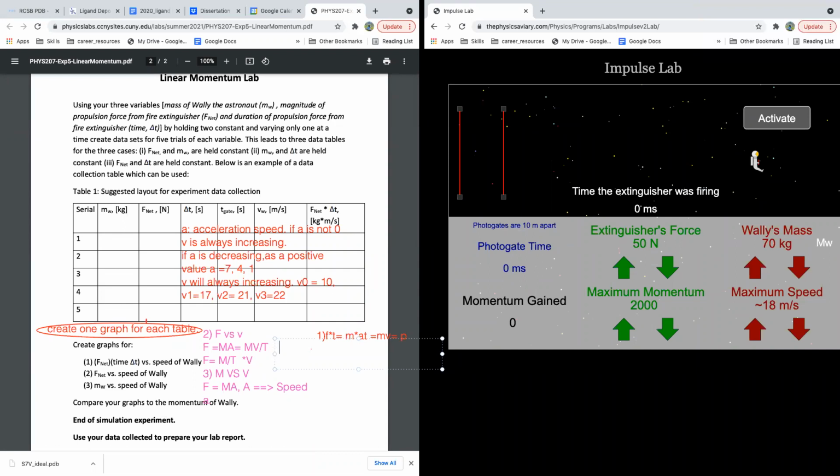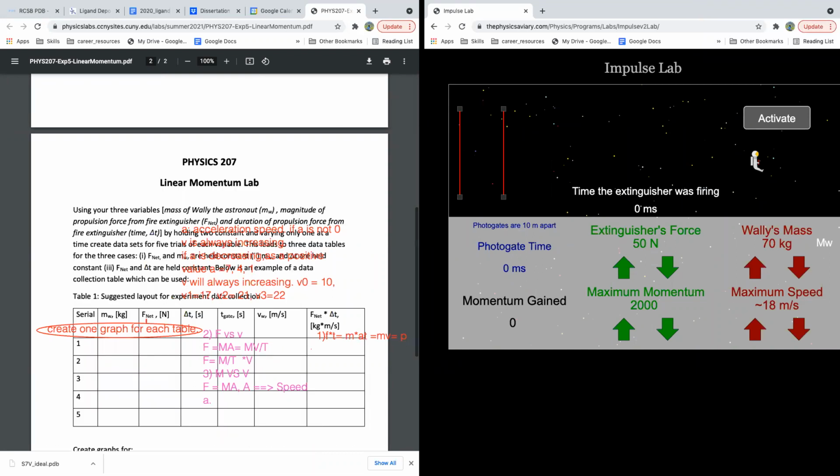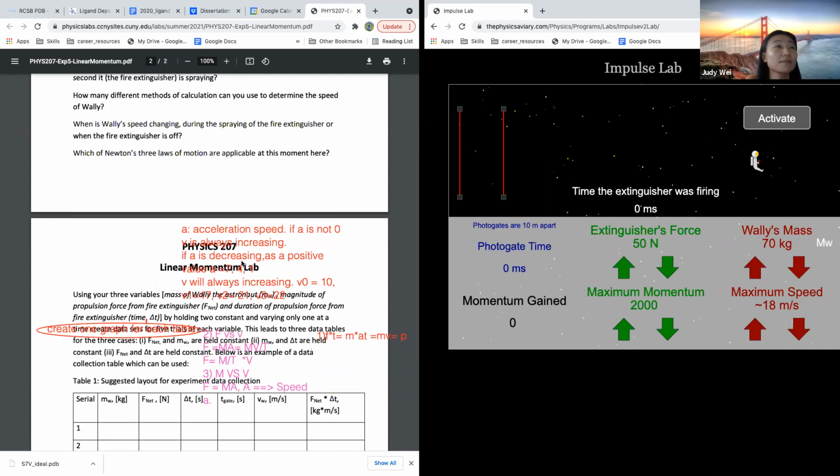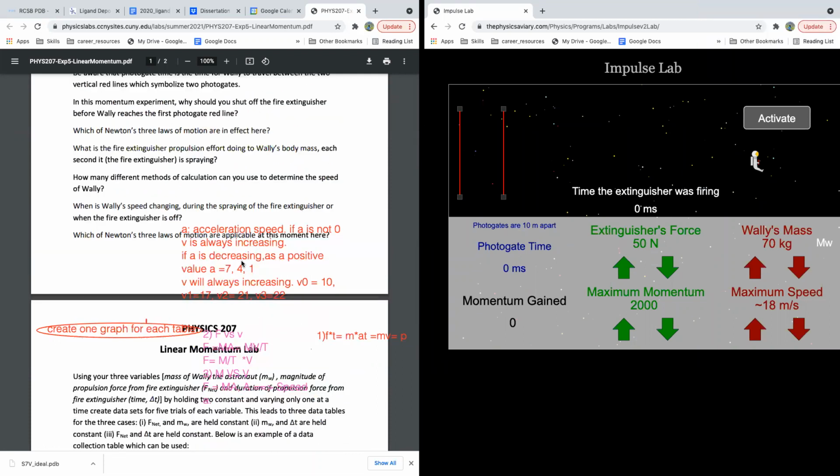I have a question about the previous page. On the very last question on the first page, it asks again which of Newton's 3 laws of motion are applicable. Sorry, I might have missed it if you said it, but is it the same answer as the previous time they asked it? Is it all 3 laws?